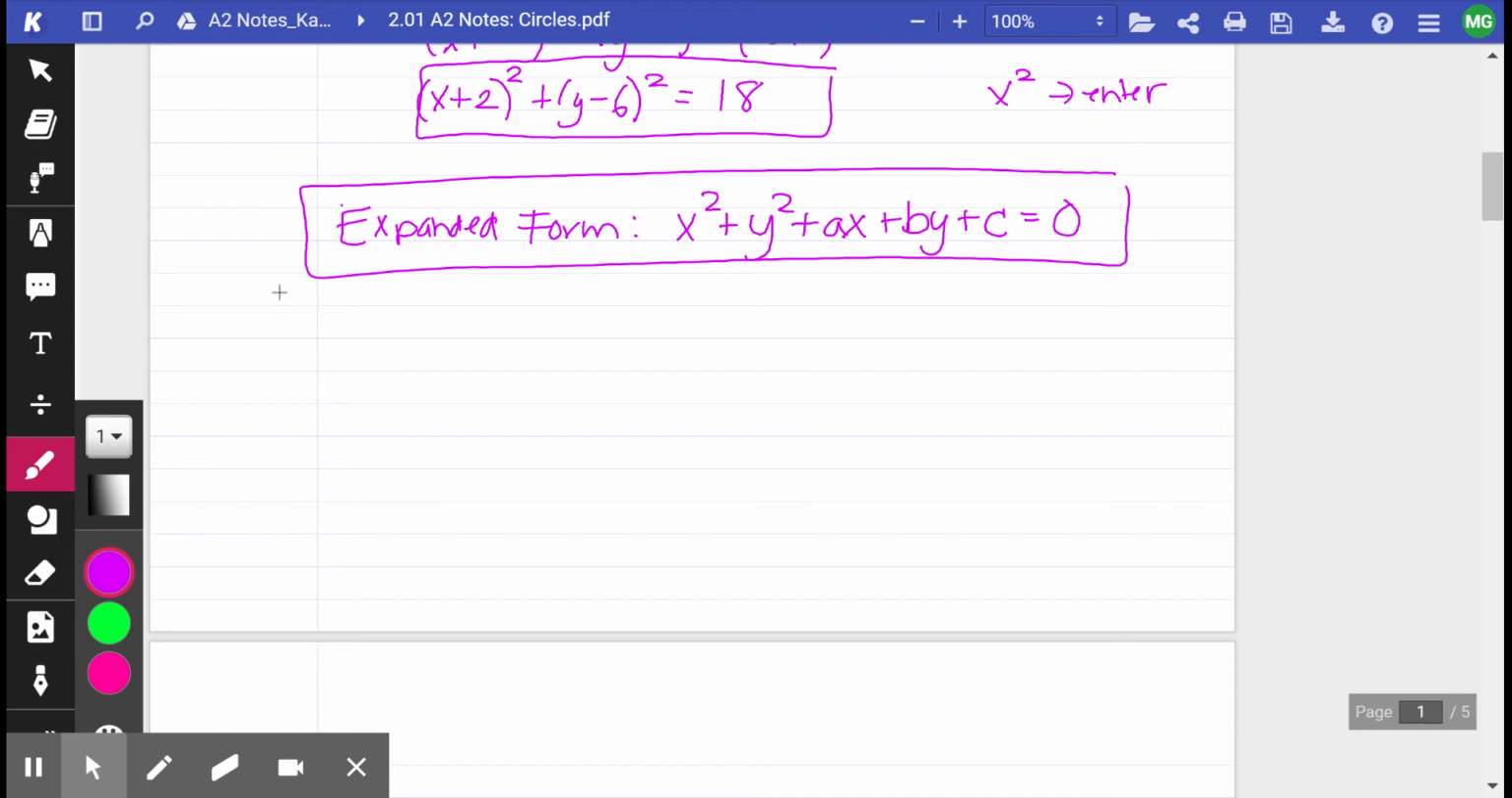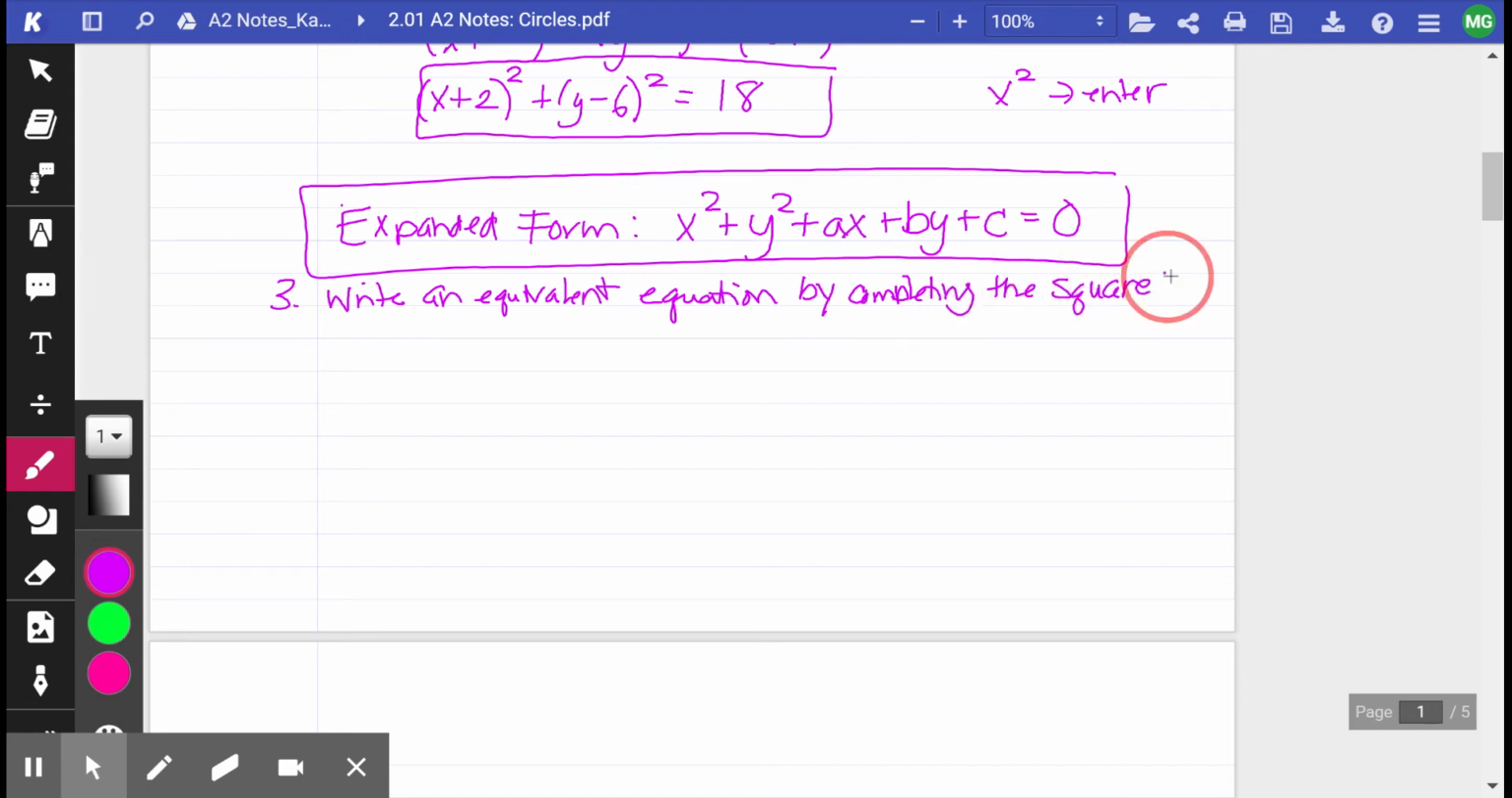So for number 3, write an equivalent equation by completing the square. And then I want you to be able to identify the center and the radius. So here's the expanded form: 4x squared minus 24x plus 4y squared plus 72y equals 76.